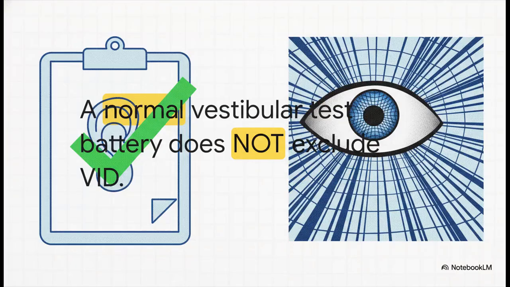Which brings us to the single most critical takeaway for your clinic today. A perfectly normal standard vestibular test battery absolutely does not rule this out. Because the primary vestibular reflex pathways might be completely intact, you have to actively direct your history taking toward visual triggers. You need to ask specifically about all 9 domains of the Visual Vertigo Analogue Scale, the VVAS. Ask about supermarket aisles, patterned floors, fluorescent lighting, and don't just probe for symptoms, probe for avoidance behaviors. That's how you truly validate the diagnosis.